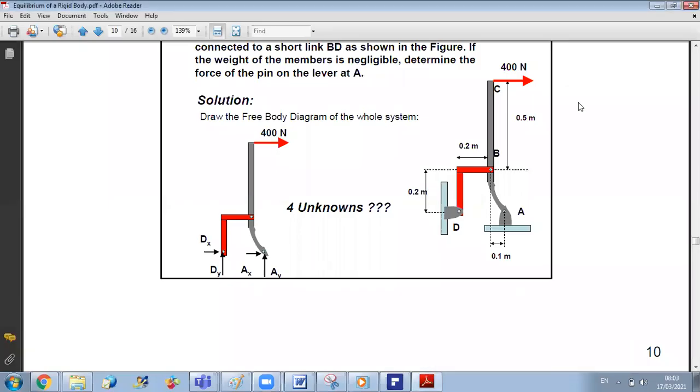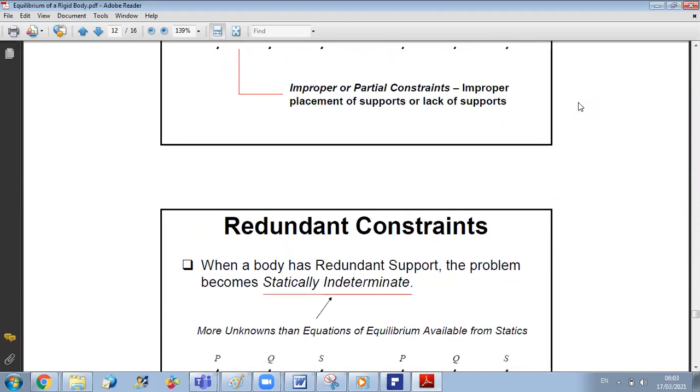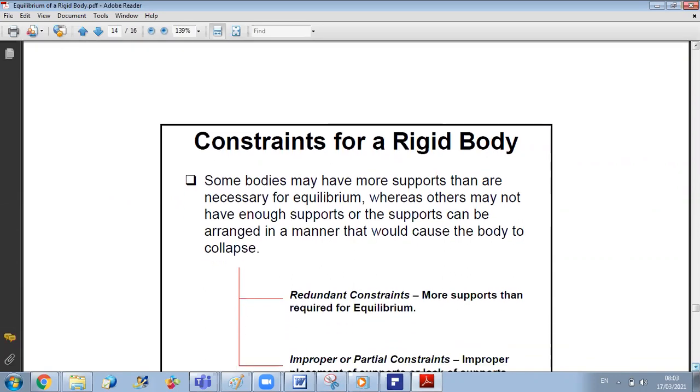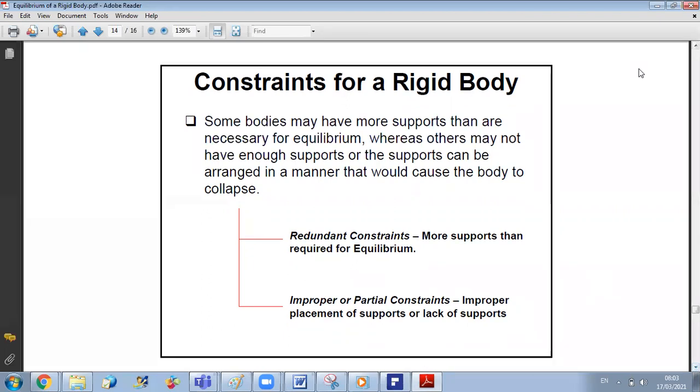Okay, so we'll continue the chapter of rigid body equilibrium. We were talking yesterday about supports. Sometimes we said they might be more than enough, or sometimes the supports are not enough to maintain equilibrium in any condition. So in some cases, some bodies may have more supports than are required for equilibrium, whereas others may not have enough supports, or the supports can be arranged in a manner that would cause the body to collapse. What do we mean by this? I will explain these two cases.